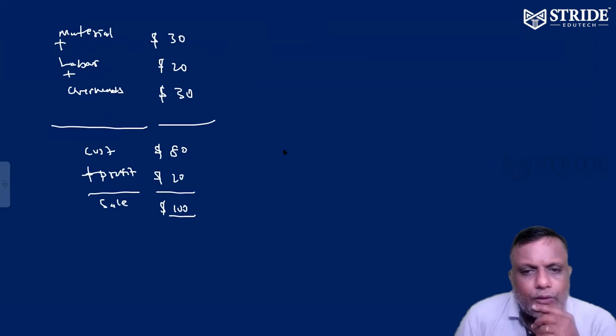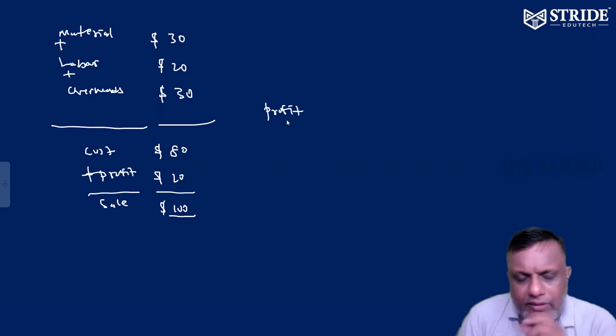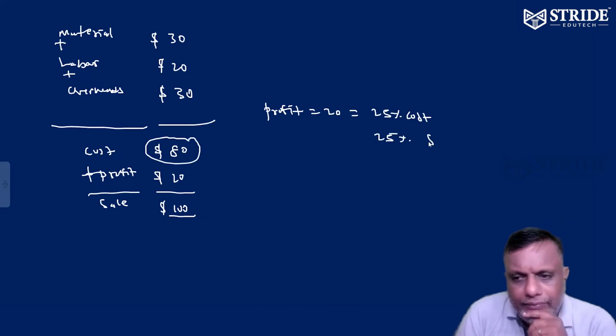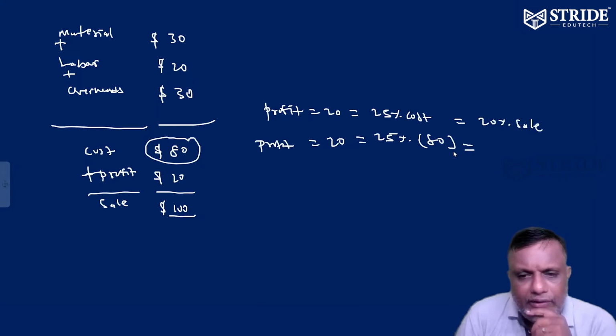Now, that's a trick I'm going to apply everywhere in application-oriented questions. When I'm starting MCQs, I'm going to apply this model. The profit is equal to $20. That is equivalent to 25% of cost. Can you check it out? What is cost here? In the example, $80. So 25% of 80 is equal to profit, 20. Or 20% of sales or revenue. What is the sales figure here? It's $100. So 20% of 100.